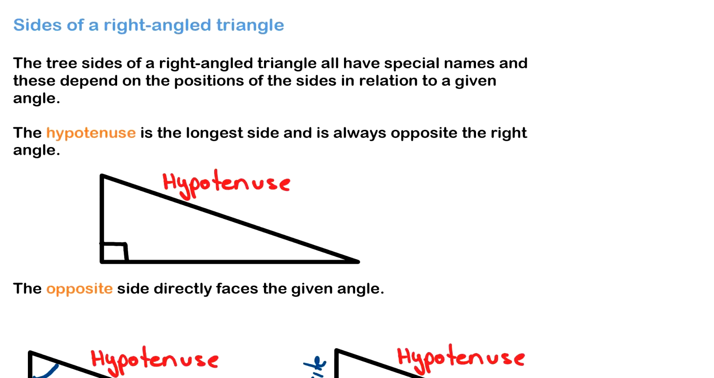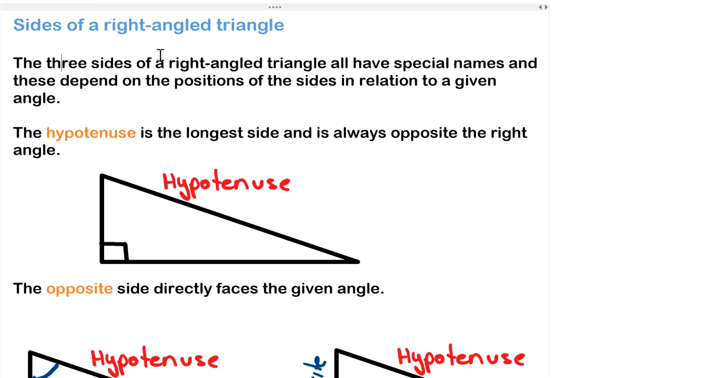In this video, we're looking at the sides of a right-angled triangle. The three sides of a right-angled triangle all have special names, and these depend on the positions of the sides in relation to a given angle. So we have a specific angle, and the names of these sides are in relation to that angle.